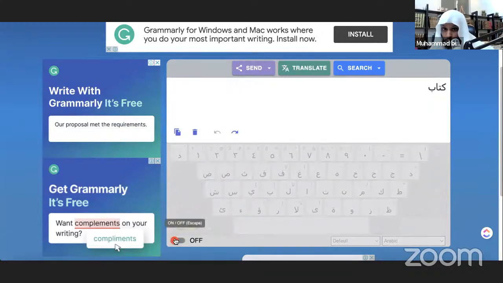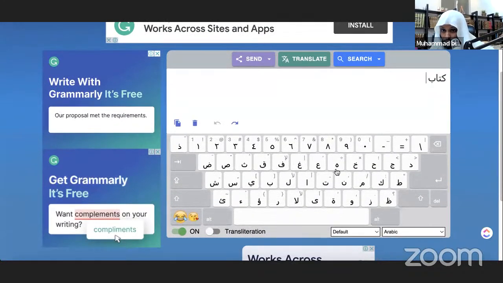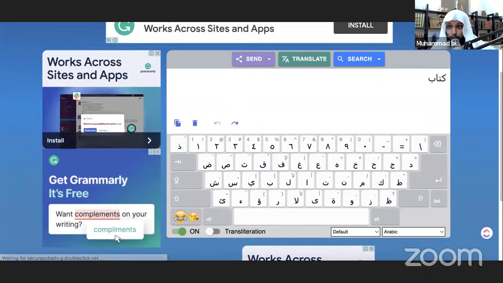That's turning the keyboard on and off. Yeah, that's it. So I advise this one. Let me post the link to this. Obviously, it doesn't beat having an Arabic keyboard at home. Okay? And if you're using the mobile, then alhamdulillah, it's much easier.